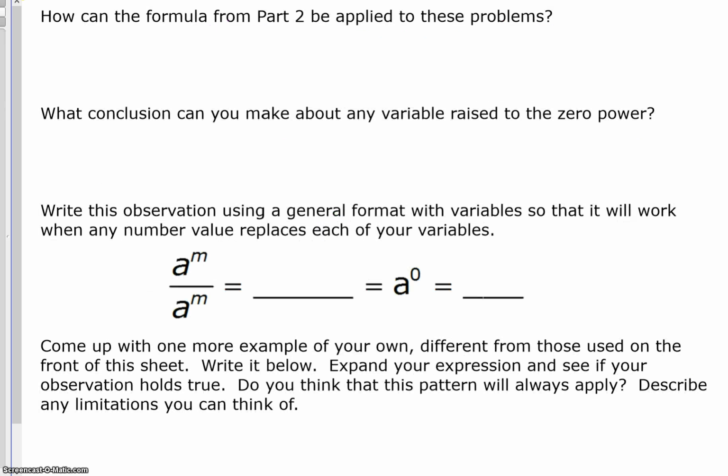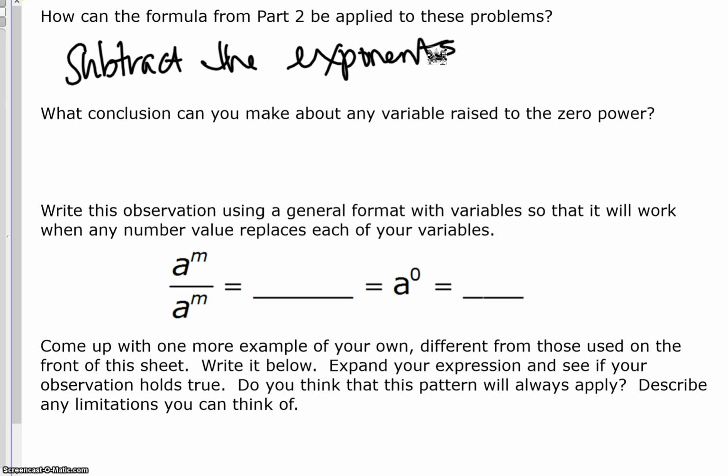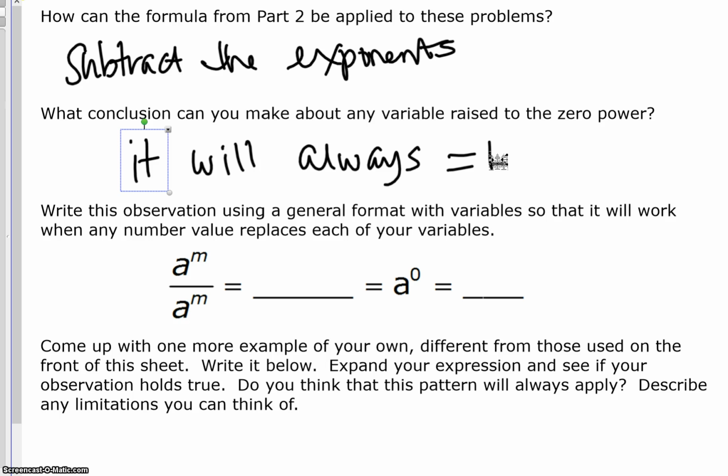Go to the back of those examples and let's answer the questions. So how can the formula from part 2 be applied to these problems? Well, subtract the exponents. What conclusion can you make about any variable raised to the 0 power? It will always equal 1. Write this observation using a general format. Well, A to the M minus M equals A to the 0, so our answer is 1.